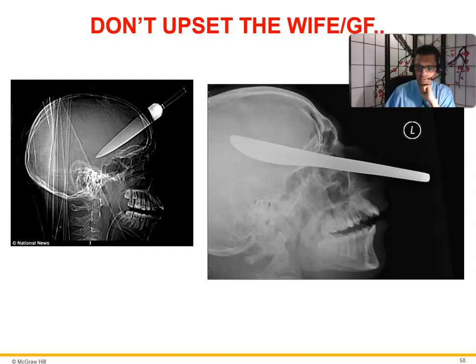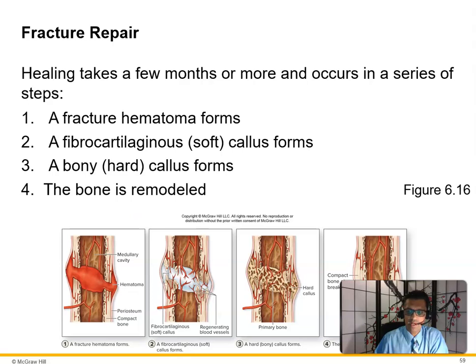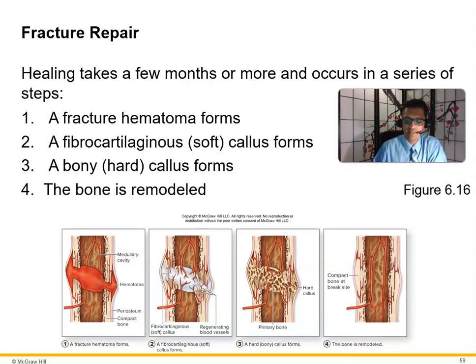This is not a fracture, but I just thought this was, make sure you don't upset the wife, girlfriend, significant other. That is a knife. That's a butter knife right through the eye. Unfortunately, both of these individuals did pass away. All right, so how do bones heal? That was kind of traumatic, wasn't it?